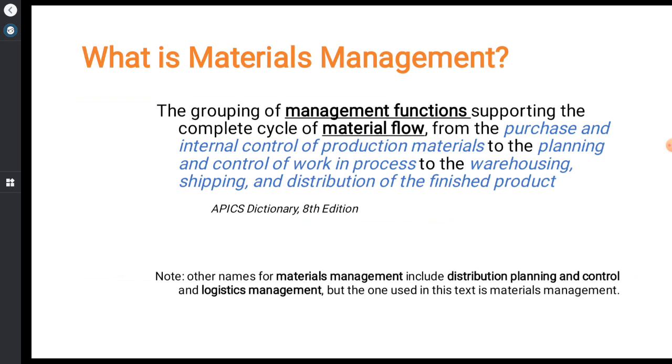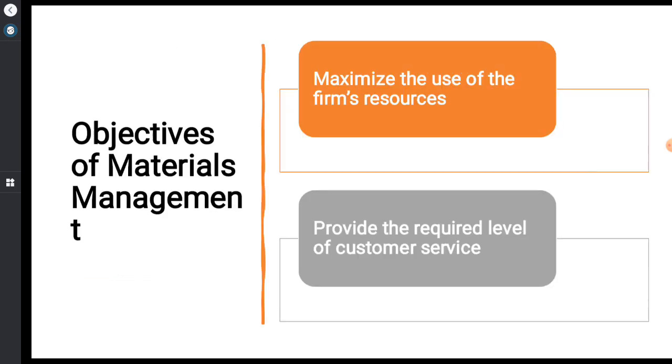So we can say that materials management is a coordinating function responsible for planning and controlling materials flow. The two main objectives of materials management are to maximize the use of the firm's resources. This is mainly done through manufacturing planning and control, as we will explain in the following slides, and by providing the required level of customer service.